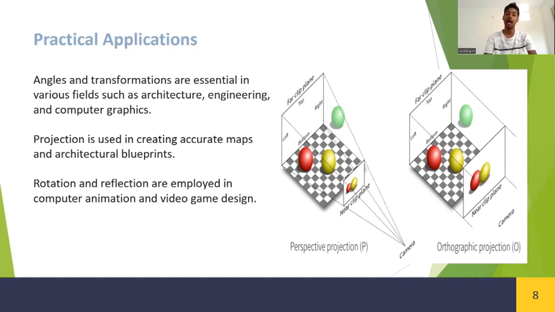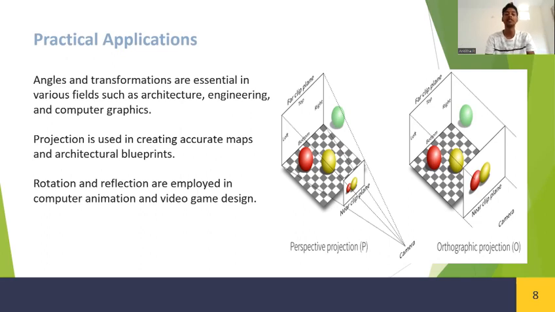So angles and transformation are used in architecture, and of course in engineering, where each and every application is widely used, and in computer graphics. Projection is used in creating accurate maps and architectural blueprints. Blueprints play a major role. As I said, in architecture they give a blueprint of a 3D or 2D view of their home. That's what the blueprint is.